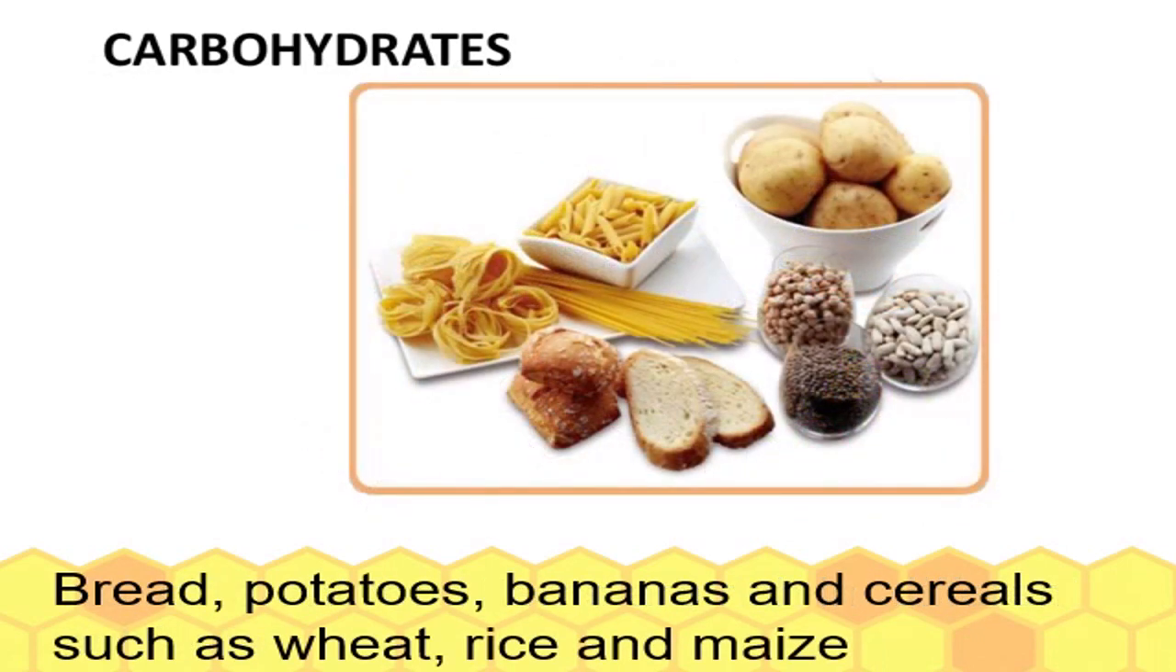First, we will learn about carbohydrates. Do you know how a car moves? It runs on petrol or diesel. The petrol or diesel produces energy for the car to run. Similarly, the food we eat gives us energy to work. Carbohydrates give us energy. So, the food items rich in carbohydrates are called energy-giving food. Bread, potatoes, bananas, and cereals such as wheat, rice, and maize are rich in carbohydrate.